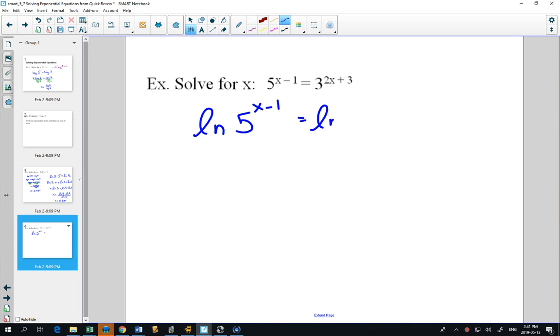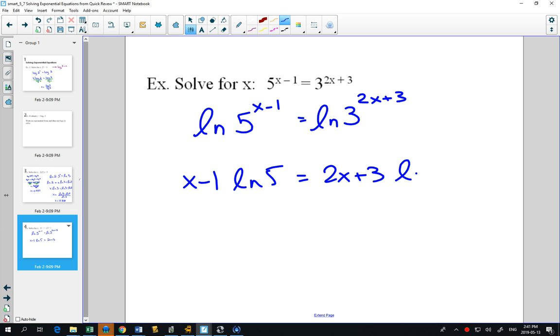So if I take the natural log of both sides, can I use the exponent rule to bring it in front? Yes. And I'm going to make a common mistake students make in this next step. Bring out the x minus 1 in front. Bring out the 2x plus 3 in front. There's the common mistake. What's wrong? I need brackets, because the way this shows right now, it says x minus 1 natural log of 5, but the exponent multiplies, so we do need brackets around there.